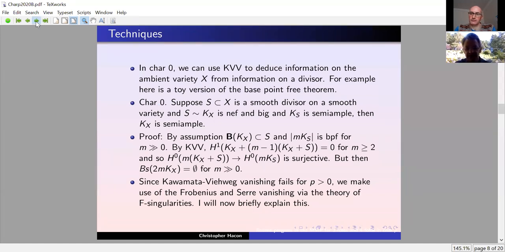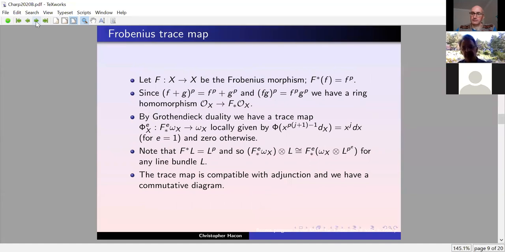But let's try and illustrate this. The Frobenius morphism is determined by the fact that if I pull back a function by the Frobenius morphism, I get its p-th power. Since we're in characteristic p, this induces a ring homomorphism from O_X to the pushforward by the Frobenius morphism of O_X. And I can iterate this as many times as I want.